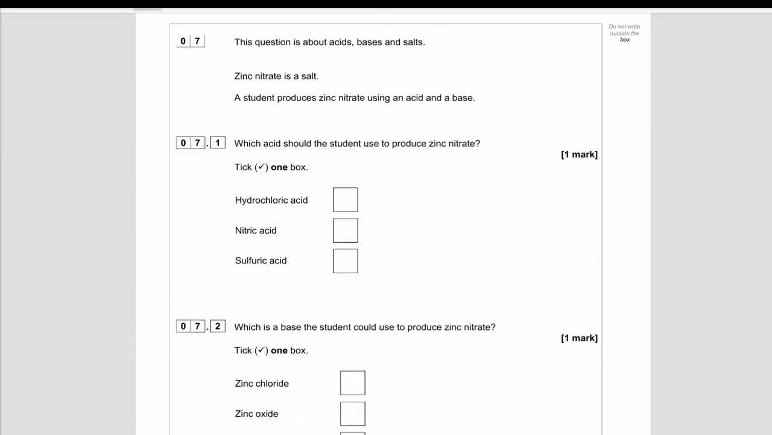Question number 7 says, the student questions about acids, bases and salts. Zinc nitrate is a salt.